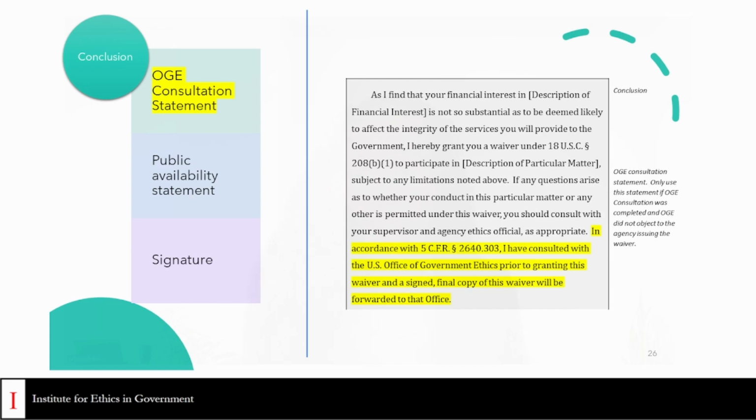If OGE does not agree with an agency's analysis, that does not mean that the waiver is ineffective. However, OGE's records will indicate that the agency was advised against issuing the waiver, and you will not be able to use this statement in your waiver.